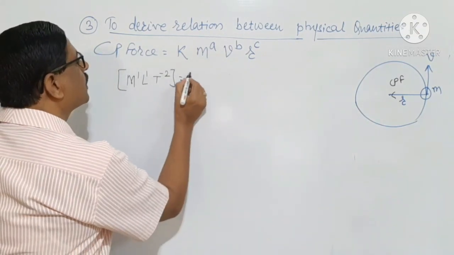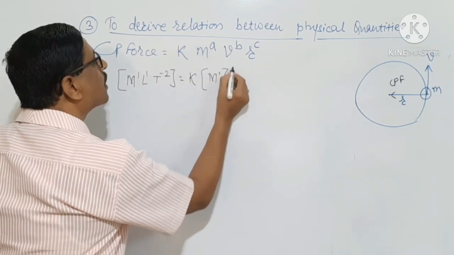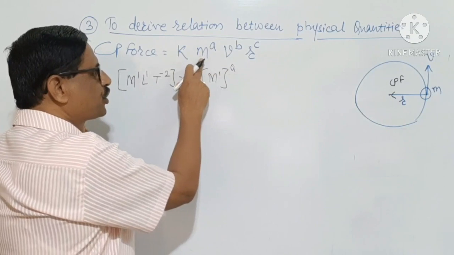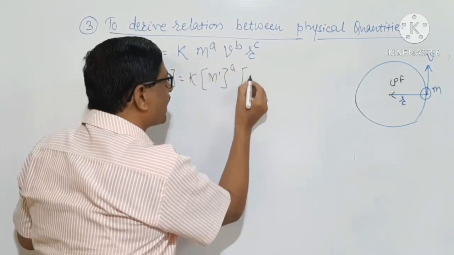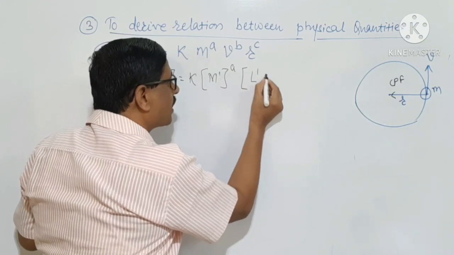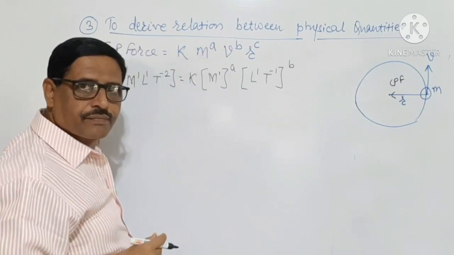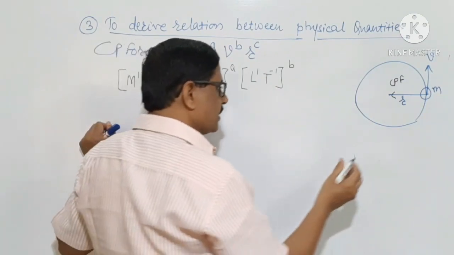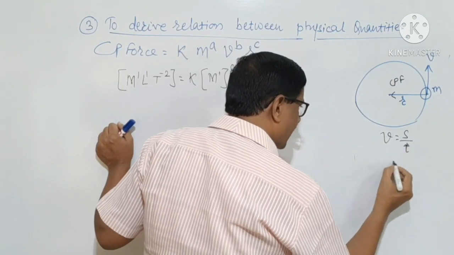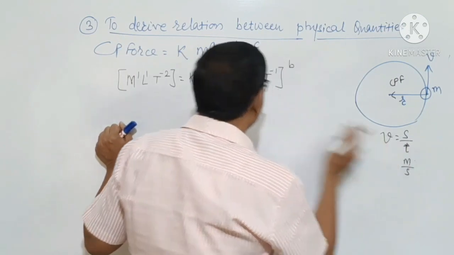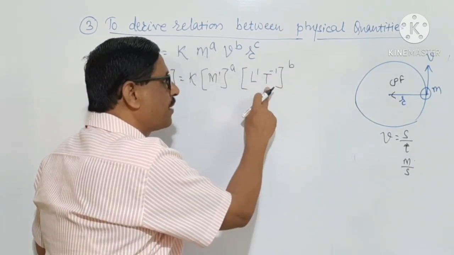K is constant. Its value is determined experimentally. M raised to a: here mass is alone. Here velocity. We know that the dimensions of velocity are L1 t minus 1, raised to b. Velocity is displacement upon time, and the unit of velocity is meter per second. Meter is the base unit of length and second is the base unit of time in the denominator.